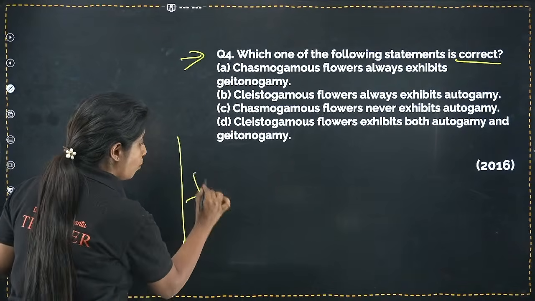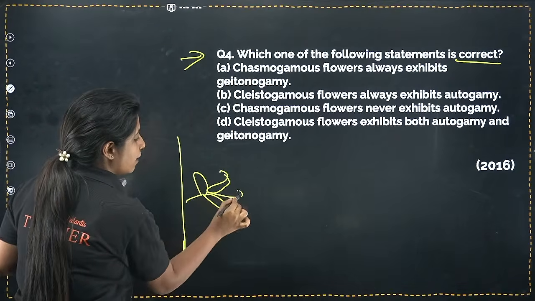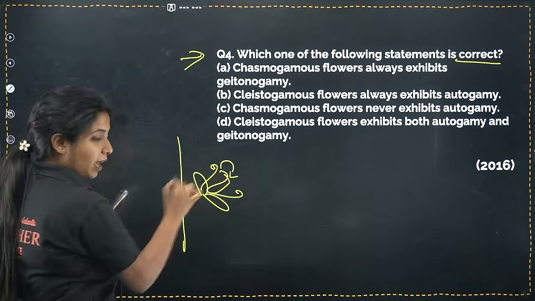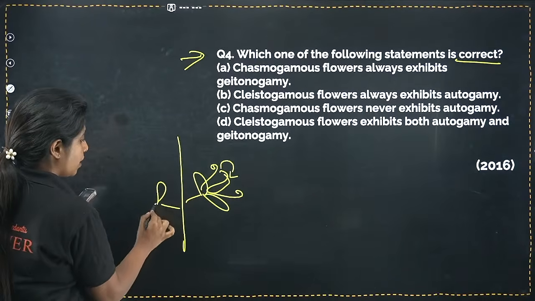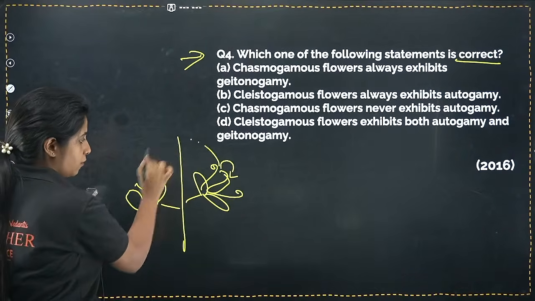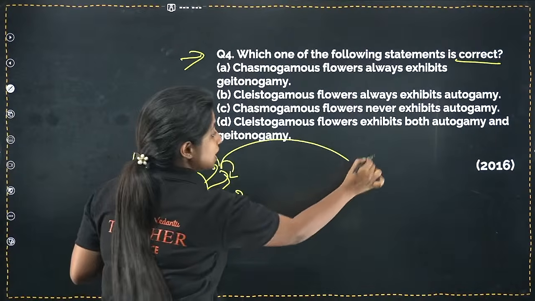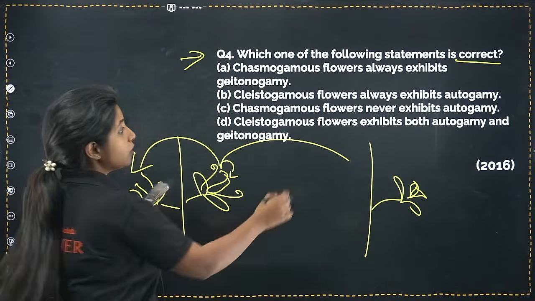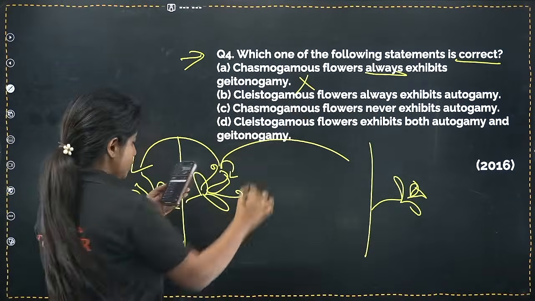Chasmogamous means they are open. They might have the male and the female parts. They can exhibit autogamy. They can exhibit geitonogamy since they are open flowers. They can come from here to here, or probably they can exhibit xenogamy. They can pollinate with another plant altogether. So I cannot say that it always exhibits geitonogamy. So this is a wrong statement.